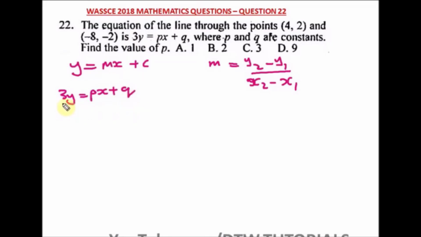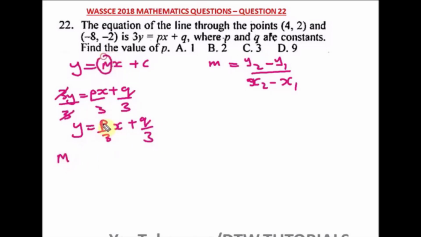Okay, so here divide both sides. Let's leave only y on this side of the equation. So divide everything by what? 3. Okay, divide both sides by 3. So this will cancel out. So we're having y is equal to p over 3 x plus q over 3. So m is equal to what? M from here, this is m here. So m is equal to what? p over 3. Okay, so m is equal to p over 3.